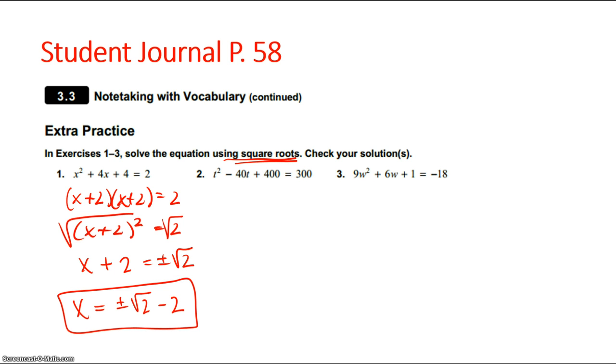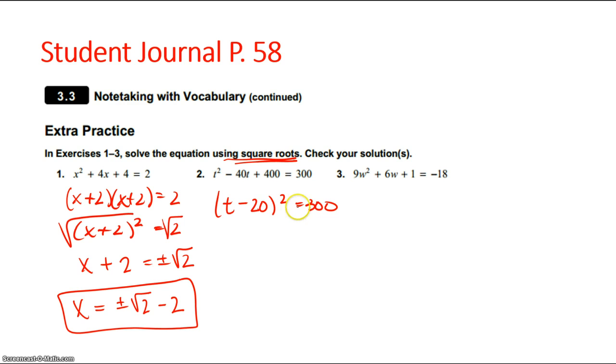So, my goal for you: can you go from this perfect square trinomial to the quantity squared? Let's take a look at t squared minus 40t plus 400. First thing I see are the signs. Plus means they're the same, and both negative. So, how does this factor? Well, the square root of 400 is 20, so that would be (t minus 20) squared equals 300.